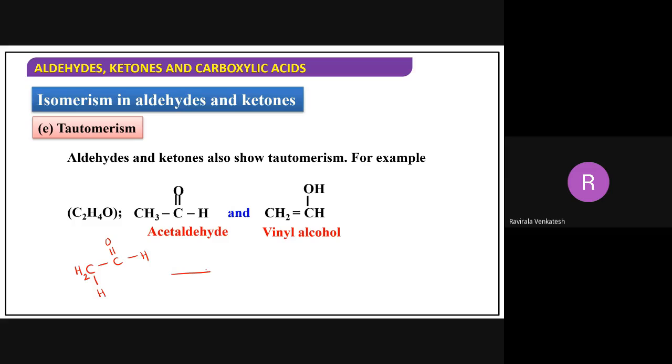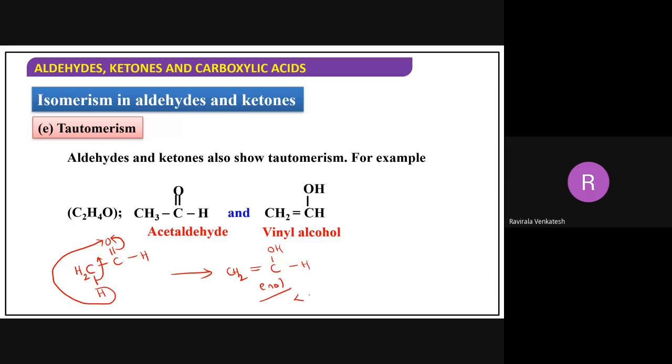Acetaldehyde, same, no? Correct. Now what I am doing, I am putting this bond here. Now this bond is shifted over here. Now the hydrogen shifted here. Because of this CH2 double bond COH, you're getting hydrogen. This is called what? Vinyl alcohol. This is called what? Acetaldehyde. This is called enol.